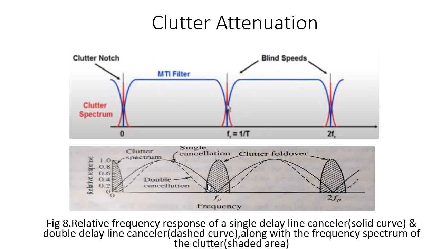If I add one more delay line canceller, that is what I am getting as the output waveform of the two delay line canceller. If I compare the clutter attenuation of these two waveforms, for the two delay line canceller, the clutter is very much less compared to one delay line canceller. So in order to reduce the clutter in the receiving of the echo signal, we need to cascade multiple delay line cancellers. That is what we call a delay line canceller.